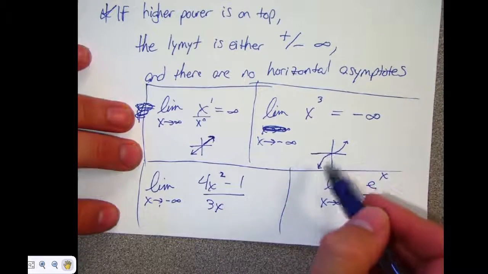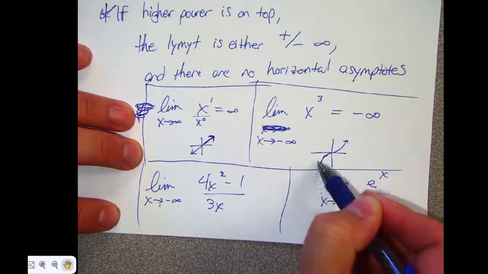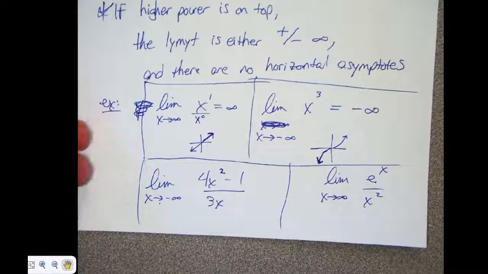And that's the other side. So that's as x goes to the left forever, that means we're going down forever. So that's all we're saying here is that this goes down to the left forever.